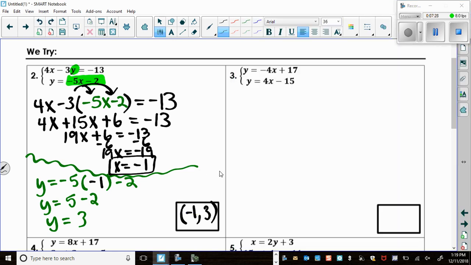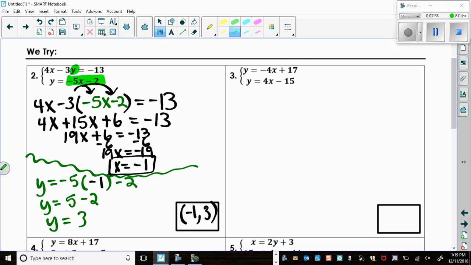If you want, you can pause this video for number 3, but I'm going to go ahead and get started on solving it. So this one is an interesting one because I have both equations that have y isolated. The top one says y equals negative 4x plus 17, and the second one is also y equals 4x minus 15. You have to replace the expression. You're going to plug it in for y.